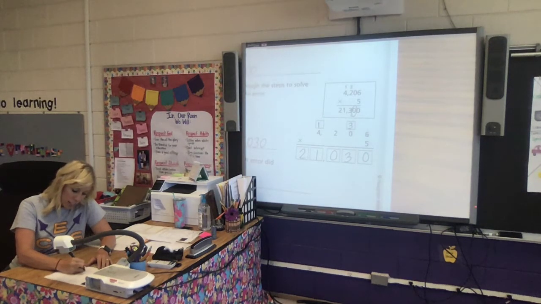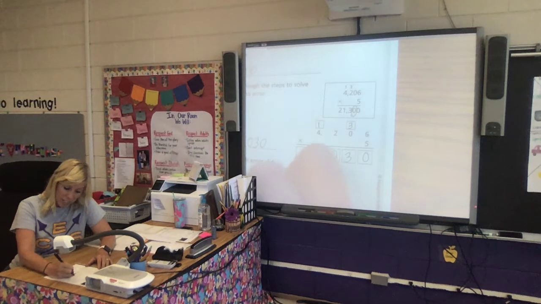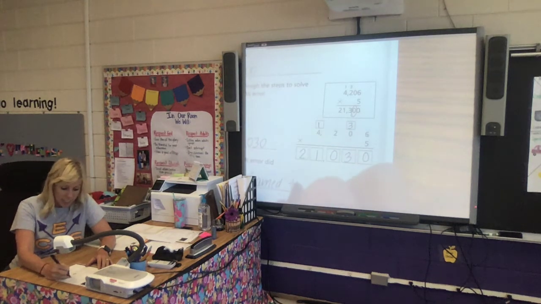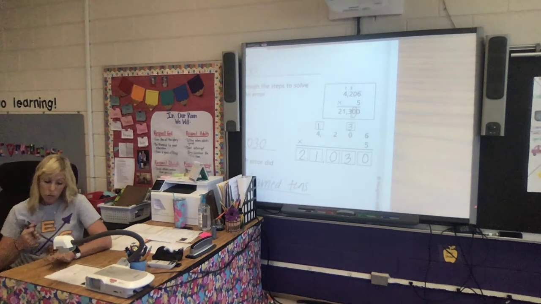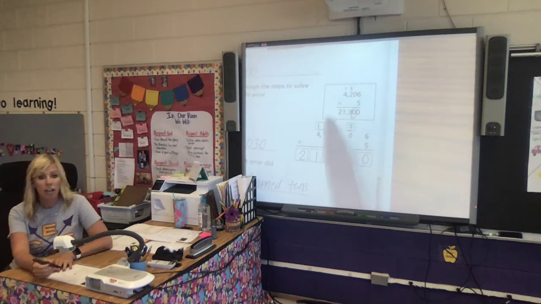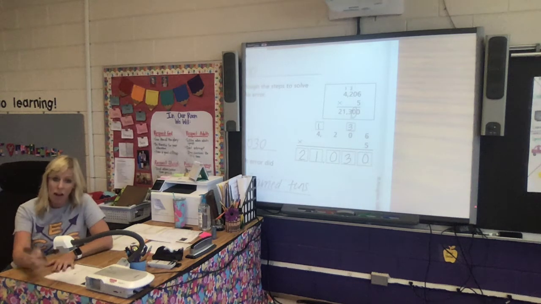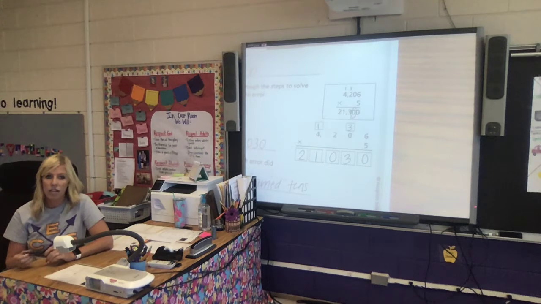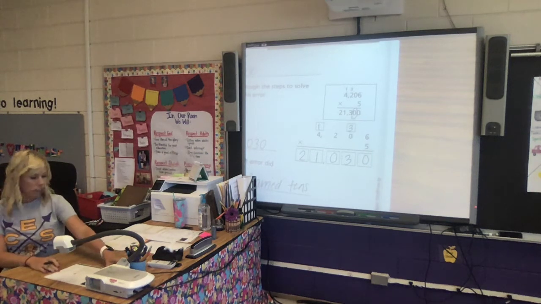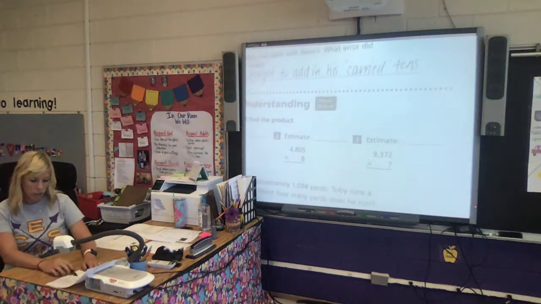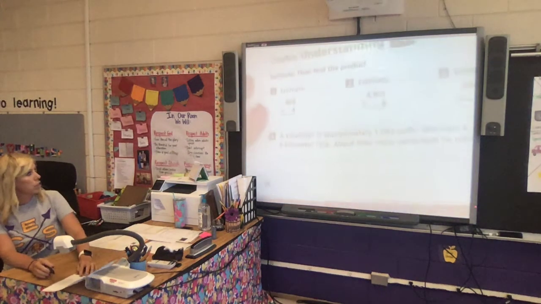He forgot to add in his, we can say, carried or regrouped tens. He forgot those tens up there, which is easy to do. One thing I do, and now in your example there's a box, but when I just do this normally on my own, I always circle what I carry, so it just helps me to remember it. Alright, so let's look at number 1 down here on check understanding.